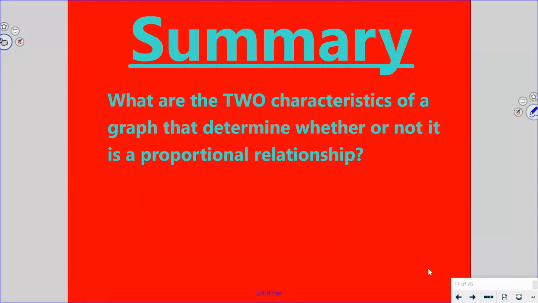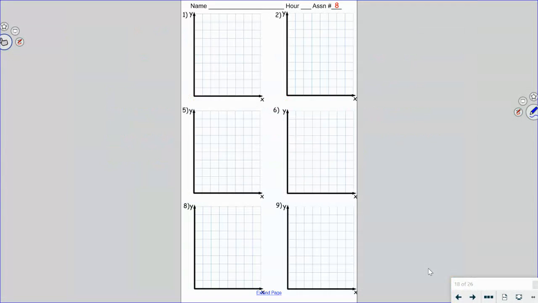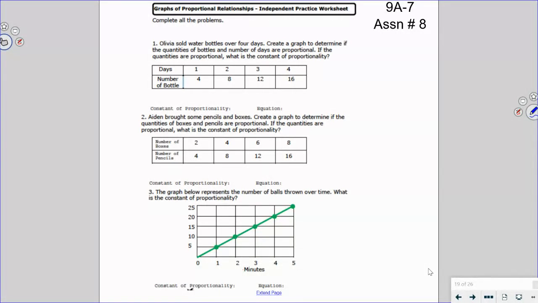Now, ladies and gents, remember, please, the 2 characteristics. If you're looking at a graph, what 2 things tell you that it is proportional? I'm not going to say it. I want you to think about it. If you need to, rewind and continue watching the video again until you find those 2 characteristics. Meanwhile, assignment number 8, there will be a few graphs to do along with some other problems on your sheet of paper. I'll try to put those together so that you have those all in one file.